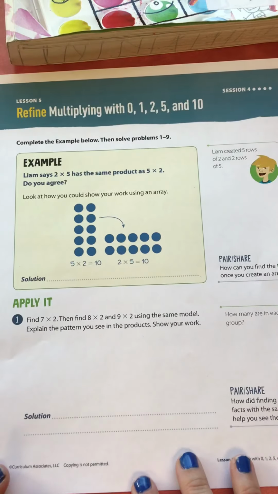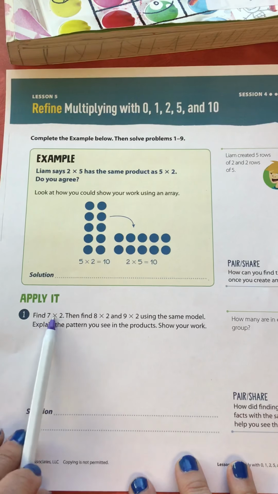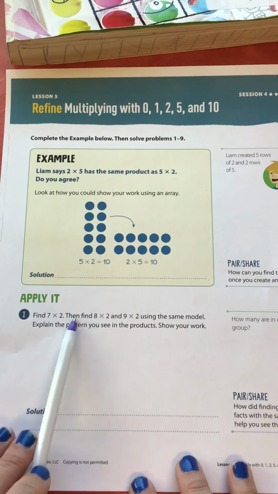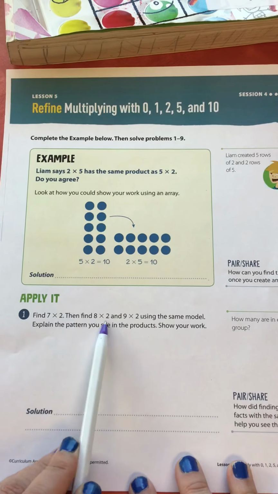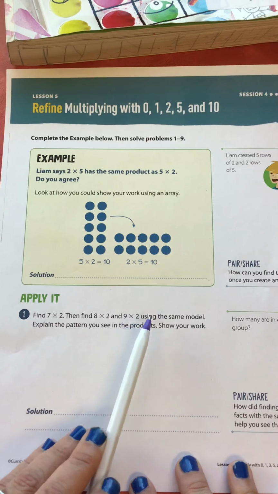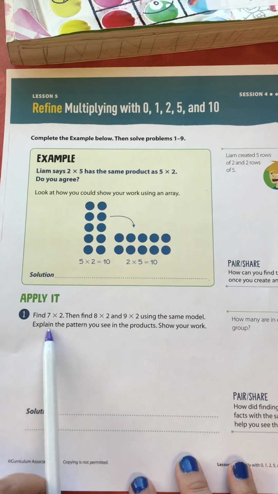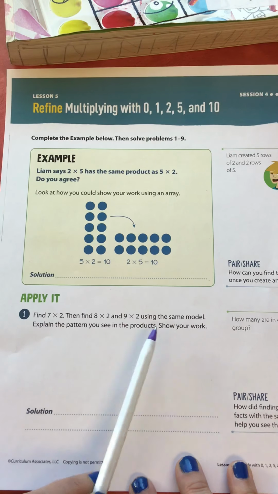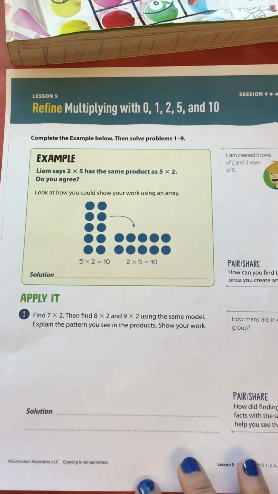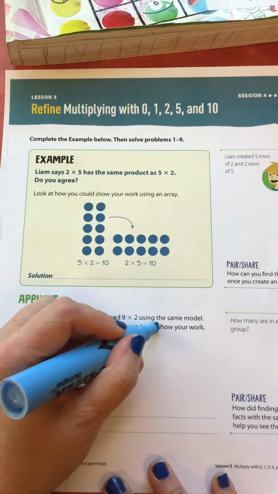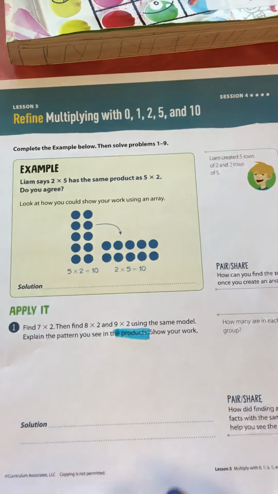So let's look on page 121, number 1. It says, find 7 times 2, then find 8 times 2, and 9 times 2 using the same model. Explain the pattern you see in the products. Show your work. What's a product? I hope you're thinking the answer to a multiplication problem.